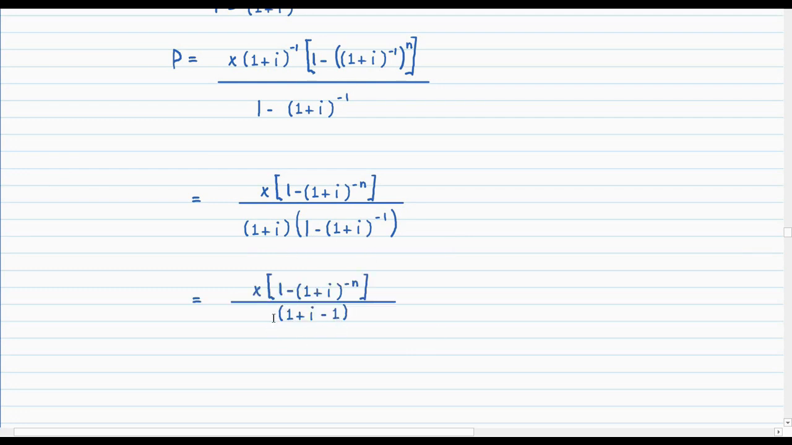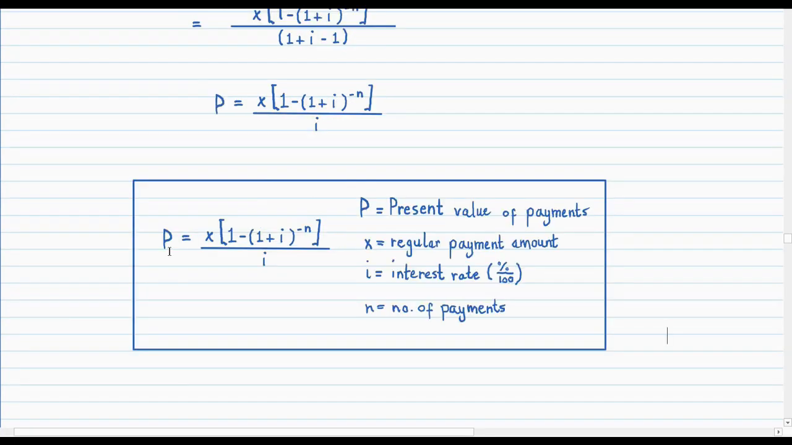where the ones would just cancel out, leaving the denominator as just i. And this is as much as we can simplify it. So we get the final equation as: present value of a bunch of payments made in the future equals regular payment times, brackets open, 1 minus (1 plus interest rate) to the power of negative number of payments, close brackets, over interest rate. Let's look at an example.